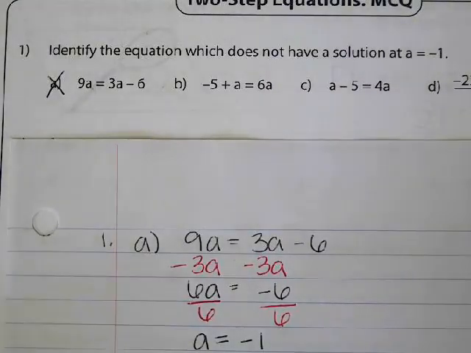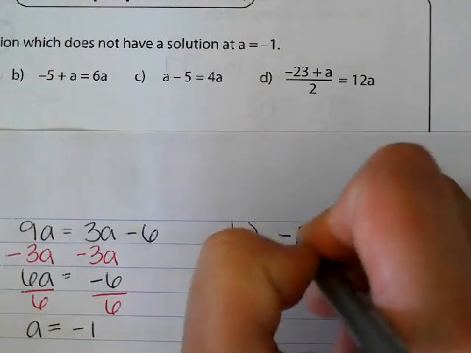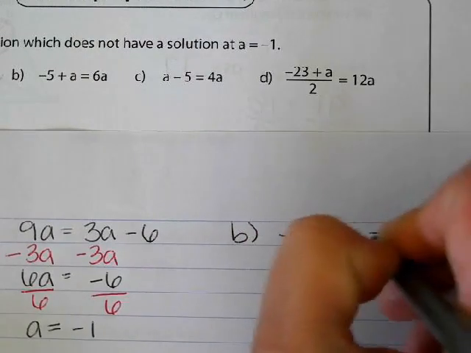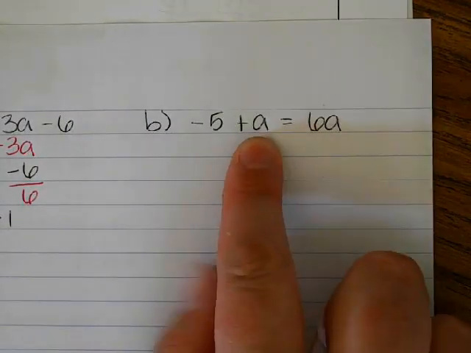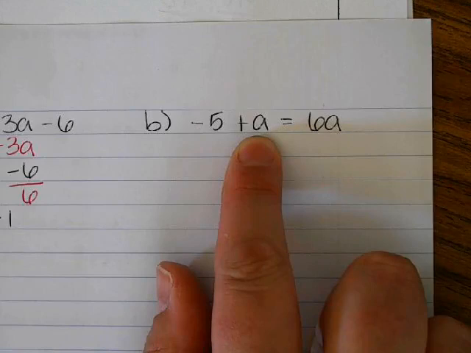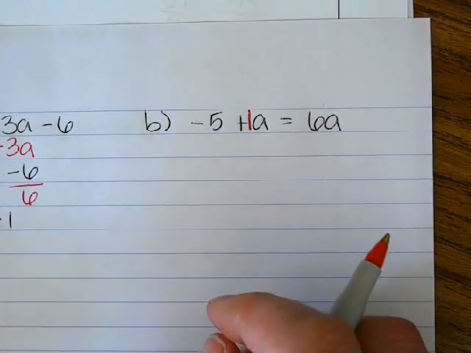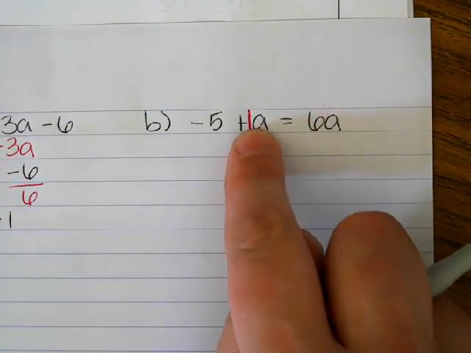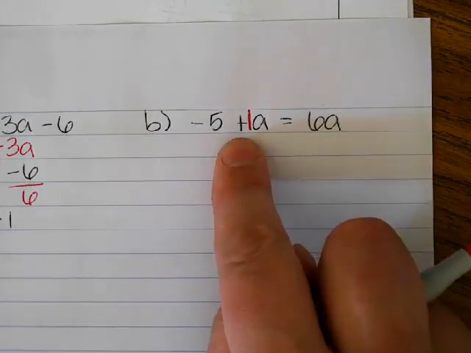Negative 5 plus A equals 6A. If this A is written all by itself, what number is in front of it? A 1. Okay, so I'm going to stick a 1 there. All right, we want all the variables together. So do you guys want to take the 1 and move it over to the 6? Or do you want to take the 6 and move it over to the 1? Move the 1. Okay, how do I move a positive 1A? Subtract. Minus 1A. Okay.